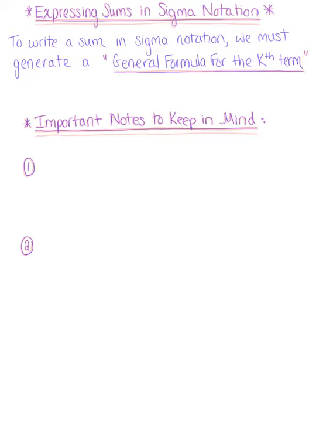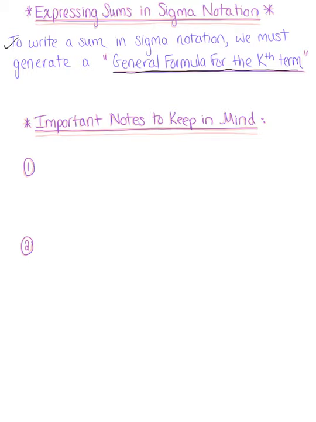So now that we've looked at expanding sums, we want to look at the reverse order. Here we want to look at expressing sums in their sigma notation. So, to write a sum in sigma notation, we must generate a general formula for the kth term.